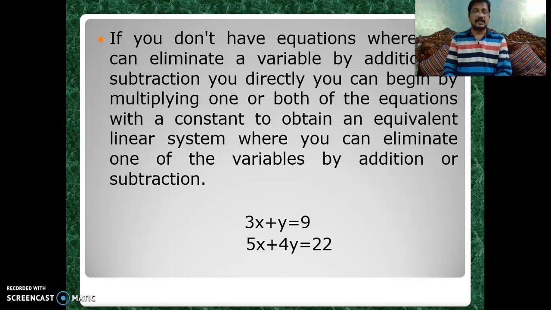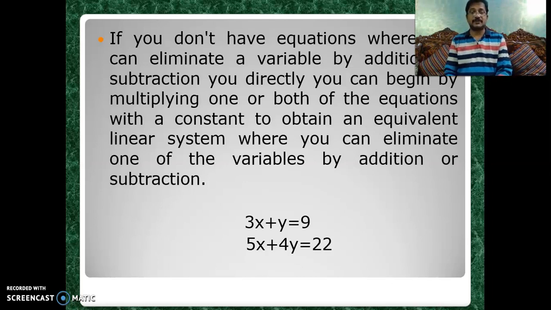Here, neither the x coefficients nor the y coefficients are equal. So addition or subtraction is not possible directly. Then what do you have to do? You have to equate the coefficients of either x or y. After that, you have to add or subtract. Okay. So here one more step is added to solve linear equations in the elimination method.